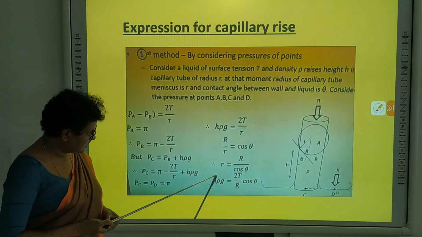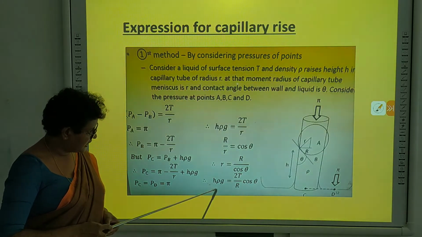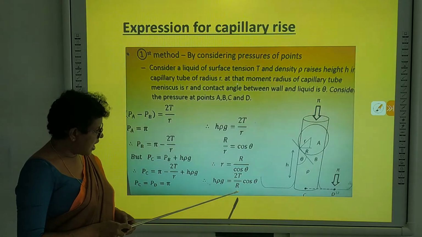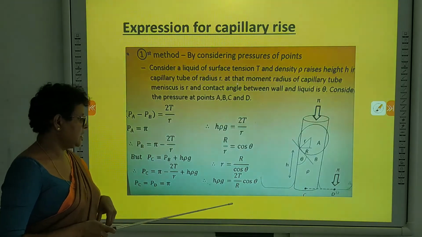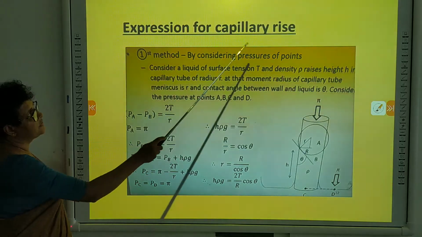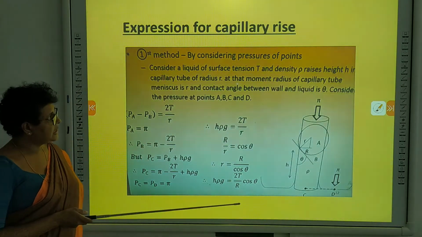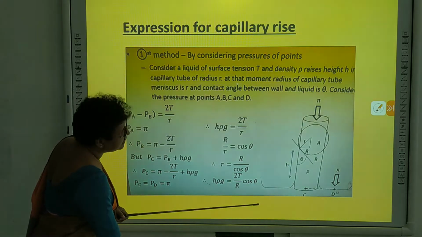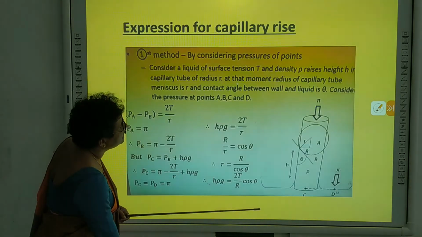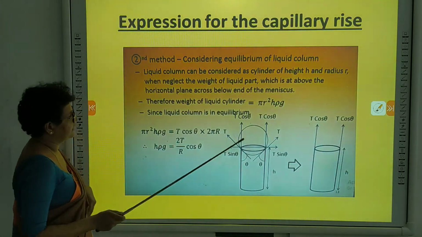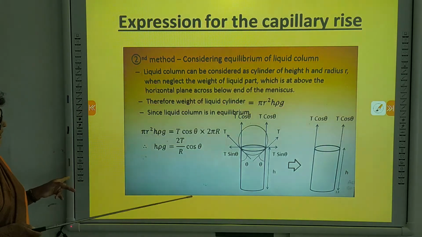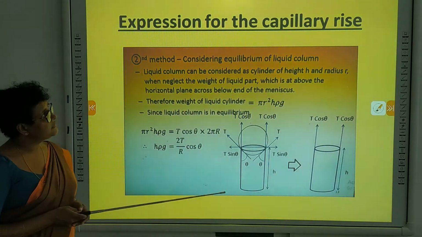Now from this you can find h. h equals 2T cos theta over R rho g, right? This is the expression for the capillary rise. You should know how to derive this equation. There's another method that you can use to derive the same equation. It is simple, not very complicated like the earlier one. Expression for the capillary rise.